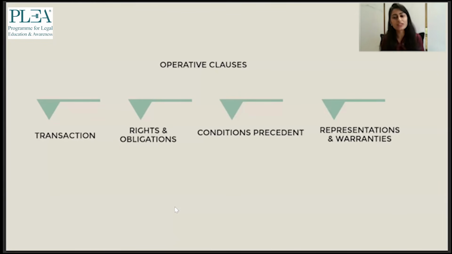So representations and warranties, indemnification clauses, rights and obligations, transaction points, consideration points, these are all the points which form the operative part of the terms and conditions of the sale agreement, agreement for sale. So you need to understand that, you need to be very thorough with this.